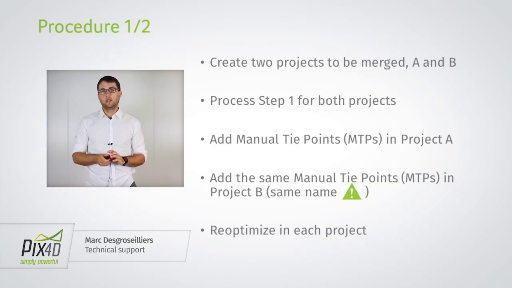And now in each project you will add manual tie points that have the same name and point to the same feature. Once you've added 5 or 6 of these MTPs, then you can re-optimize the individual projects. And this will make sure that the mapper takes into account these different MTPs, and then you can merge. So let's see what this looks like.